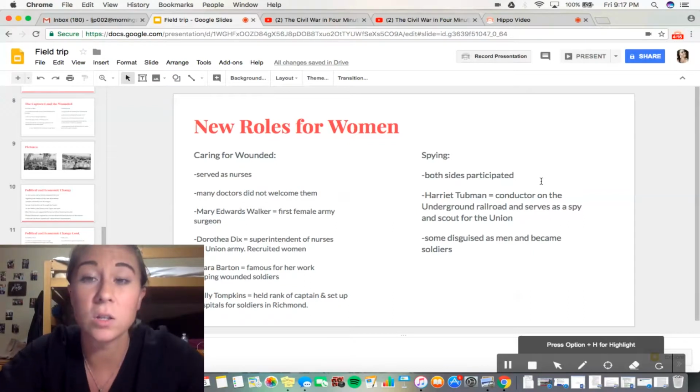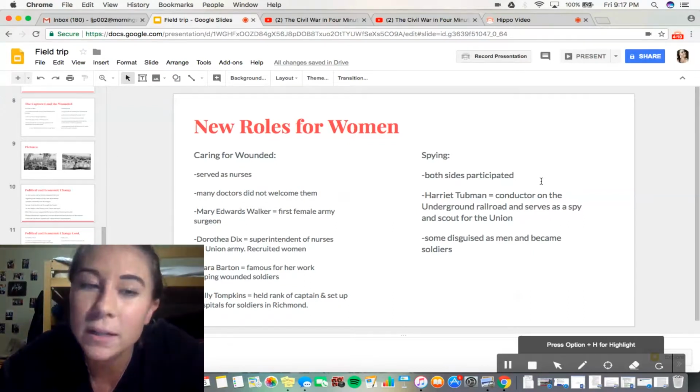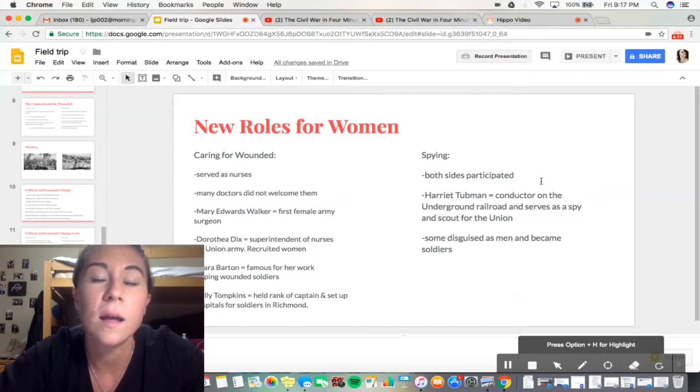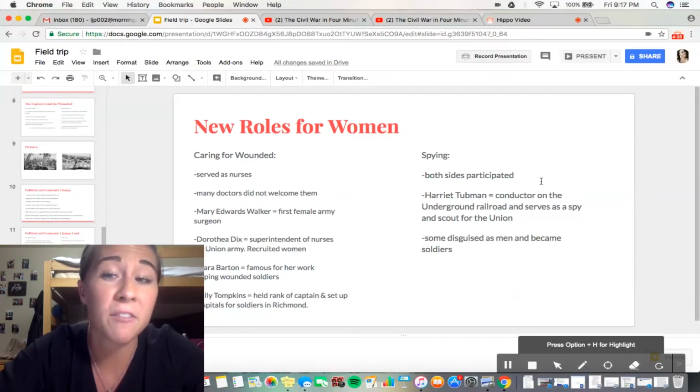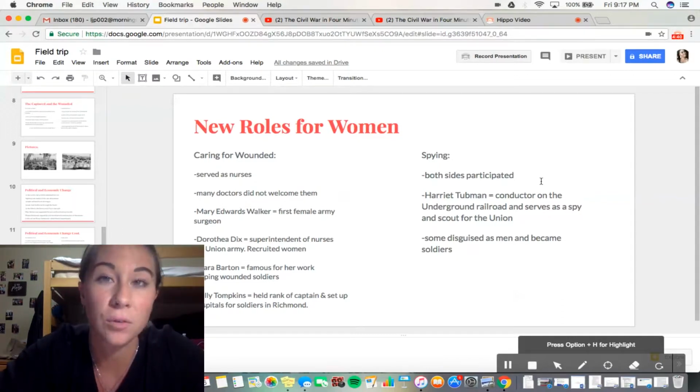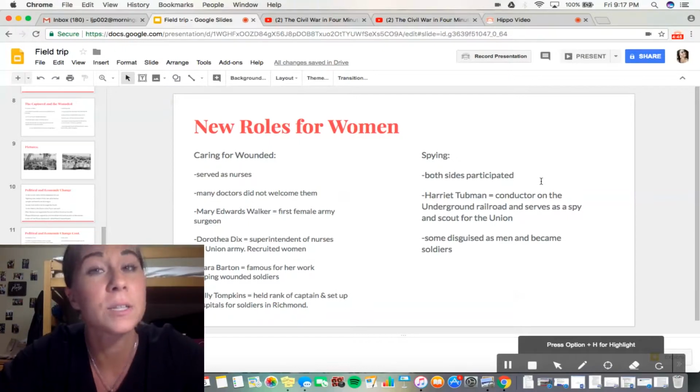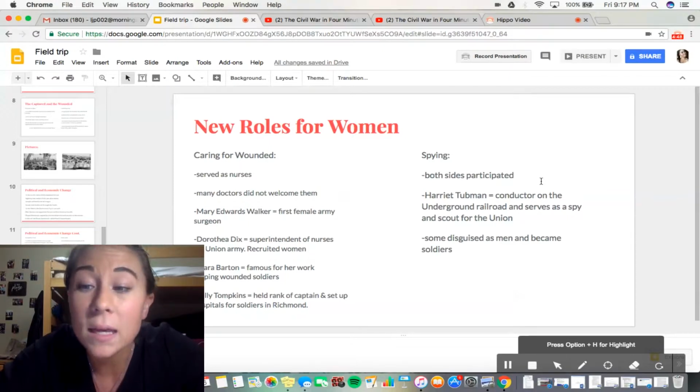Many women also became spies, which is very cool and interesting to think about. These women were from both the North and the South. Harriet Tubman was one of the most famous women spies, and she was the conductor of the Underground Railroad, which you have probably heard of before. She served as a spy and a scout for the Union. She gave them really important information that she heard from the South and brought that information to the Union to help them. And many women also disguised themselves as men and became soldiers because they wanted to help out with that cause.